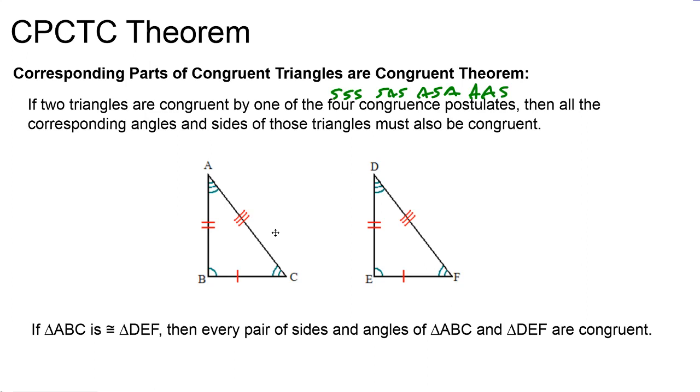So, if ABC is congruent to DEF, then every pair of sides and angles of triangle ABC and triangle DEF are also congruent. So, in the diagram here, all of those are congruent if you use a congruence shortcut to prove that those two triangles are congruent.